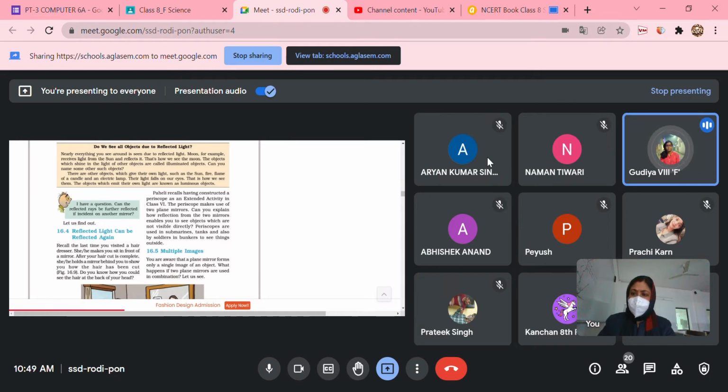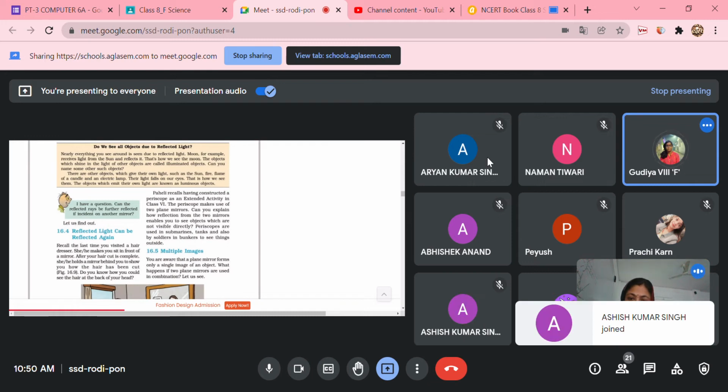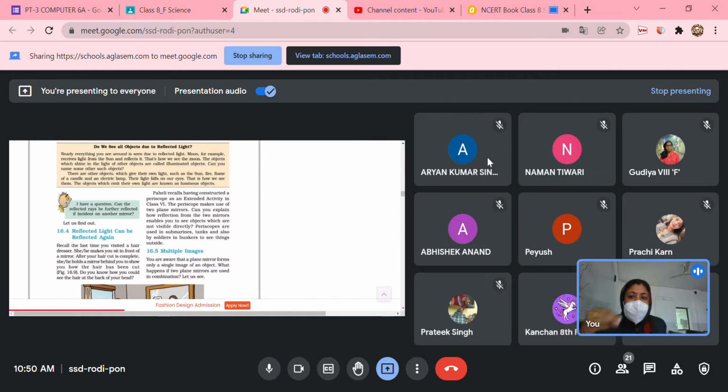There are other objects which give their own light, such as the Sun, the flame of a candle, and an electric lamp. Their light falls on our eyes. This is how we see them. The objects which emit their own light are known as luminous objects. So from here we are getting two definitions, two concepts: one is luminous objects and the other is non-luminous, or illuminated, objects.